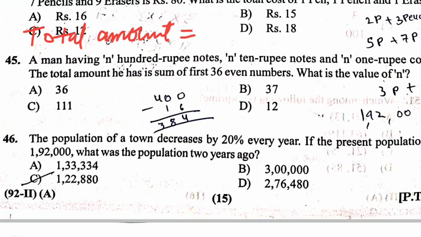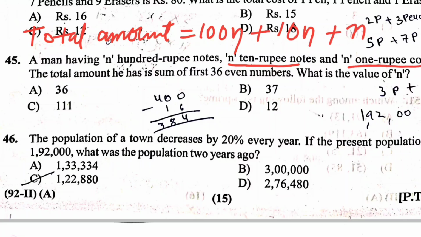So the total amount he has will be equal to, so he has n 100 rupee notes, which is equal to 100 times n, plus n 10 rupee notes means 10 into n, plus n 1 rupee coins, which is equal to n into 1, which is equal to n. So it is equal to 100 plus 10 plus 1 times n, which is 111 n. This is the total amount he has. But we are being told that the total amount he has is the sum of the first 36 even numbers.